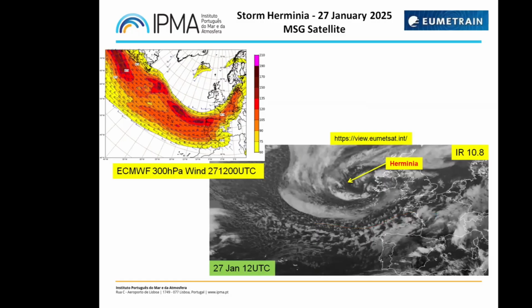But okay, so going to the next slide. There was a strong jet stream, as you saw, and it was much more to the south of the low than in the Eowyn storm case for the same region. You can see on the top left image the ECMWF forecast for wind at 300 hectopascal on the 27th at 12 UTC. And also Storm Herminia located more to the north, near Ireland, in the 10.8 channel.